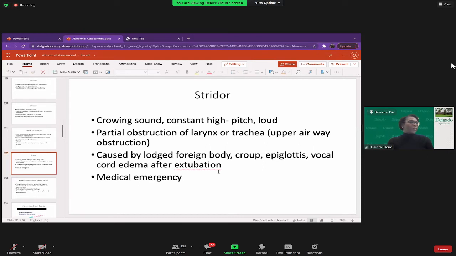And this is loudest over the interior of the neck.